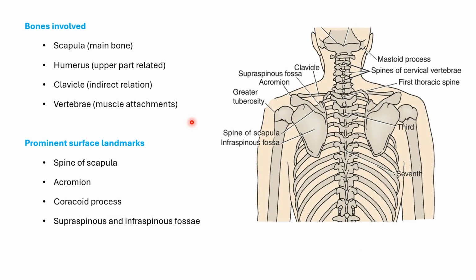There are a few bones involved in the scapular region. They are the scapula, which is the main bone, the upper part of the humerus, and the clavicle, which are indirect relations, and the vertebrae give attachment for the muscles. There are also prominent surface landmarks: spine of scapula, acromion process, coracoid process anteriorly, and supraspinous and infraspinous fossa.